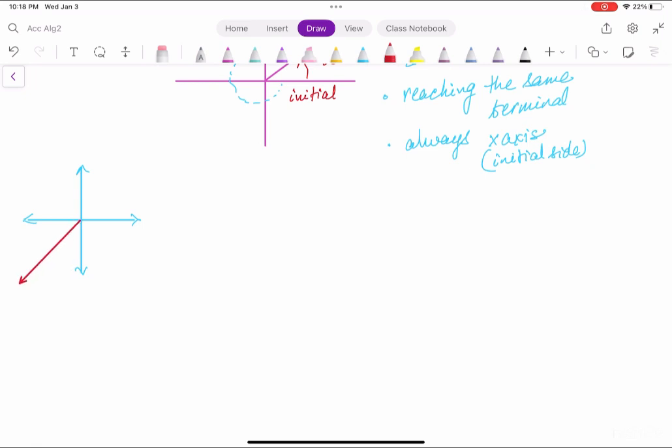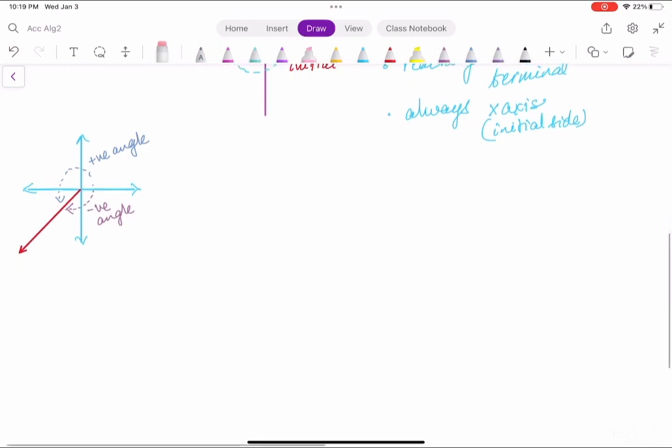So we have an angle right here. So this is my terminal. And to reach that terminal, again, if I start from the x-axis, the long way, that is a positive angle because it is counterclockwise. If I'm going clockwise, that becomes a negative angle. So positive angle and negative angle. Positive angle is formed counterclockwise, negative angle is formed clockwise.